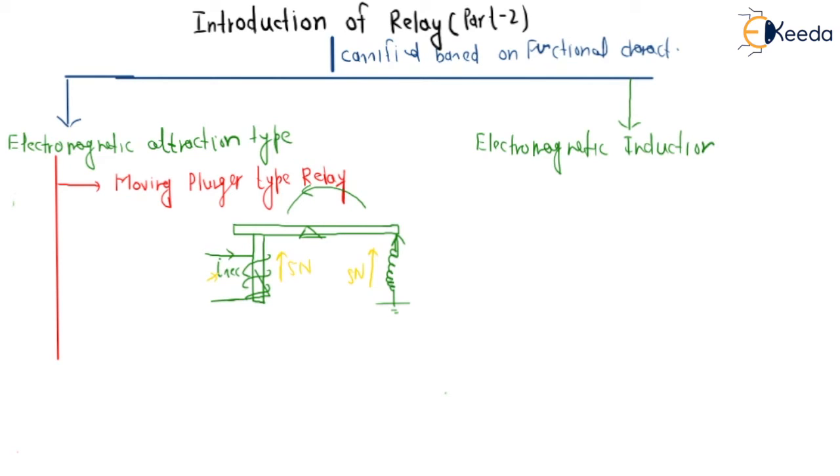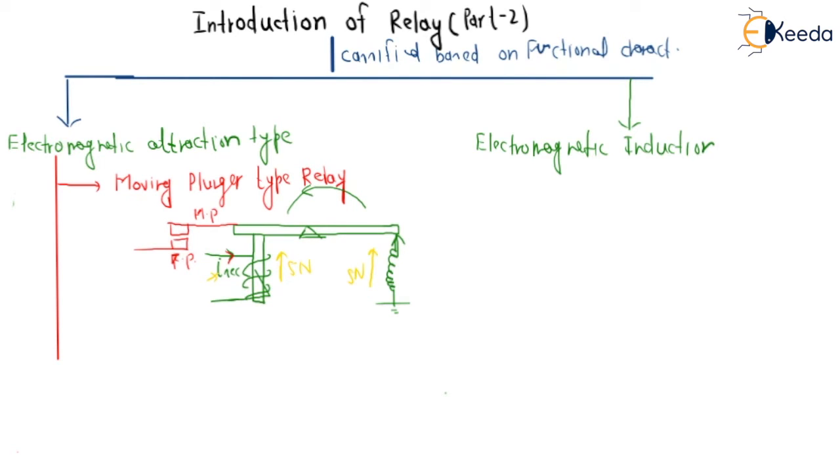Here we have attached a circuit breaker, and this is the fixed pole and this is the moving pole. What happens when this current is greater than the normal current? This will be greater than 5 Newton, so this will pull out and this contact will be open. This is how the moving plunger type relay works.